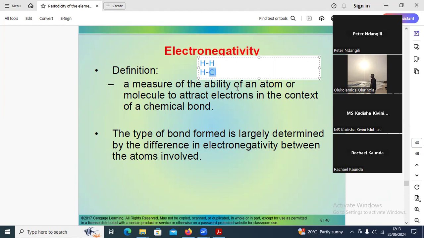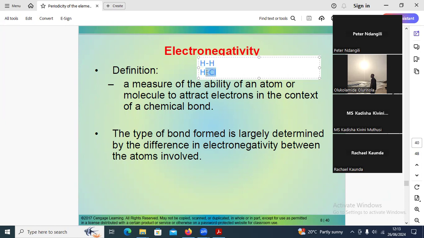So it is a measure of the ability of an atom or molecule to attract electrons towards itself in a chemical bond. And the type of bond formed is determined by the difference in the electronegativities between the two atoms involved. A very good example again here is that the bonds that I'm illustrating here are covalent bonds. But these covalent bonds are going to be different in the sense that in hydrogen and hydrogen, the electrons are shared in the middle. And we end up getting what we call non-polar covalent bonds.